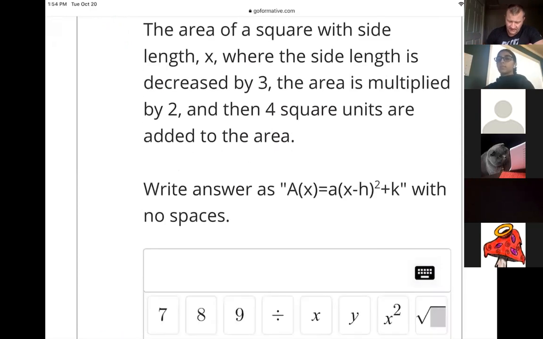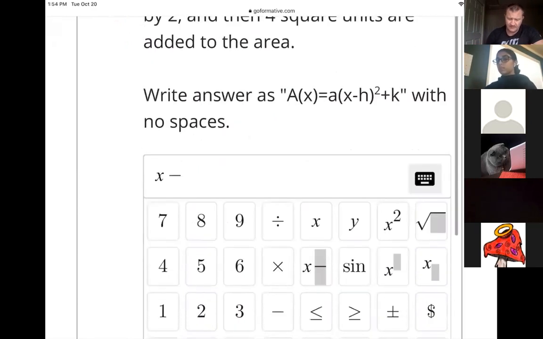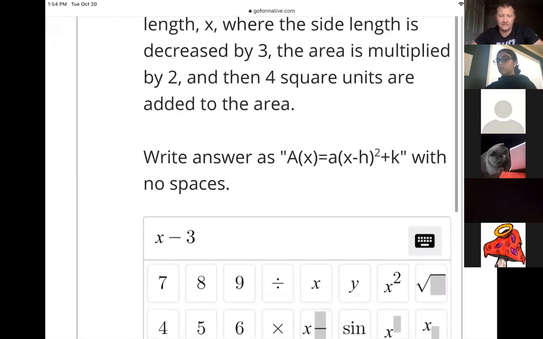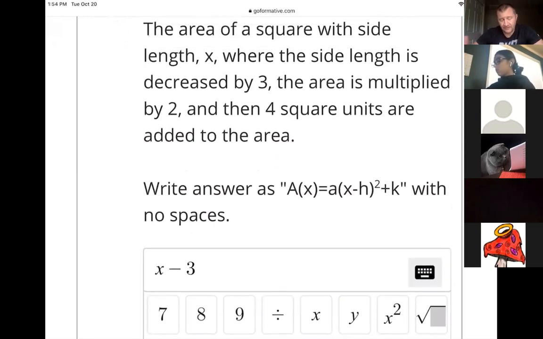So when we type that in here, we're going to go x minus 3. Go ahead and write that in. That is the side length decreased by 3. Now we only have to worry about 2 and 4. The next one says the area is multiplied by 2. Do you guys think that 2 is A or K?